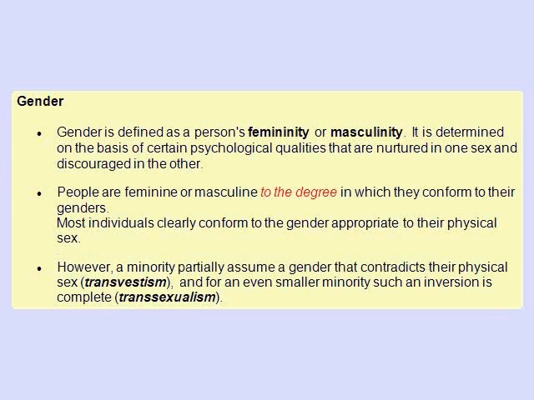Gender. Gender is defined as a person's femininity or masculinity. It is determined on the basis of certain psychological qualities that are nurtured in one sex and discouraged in the other. People are feminine or masculine to the degree in which they conform to their genders. Most individuals clearly conform to the gender appropriate to their physical sex. However, a minority partially assume a gender that contradicts their physical sex, transvestism. And for an even smaller minority, such an inversion is complete, transsexualism.